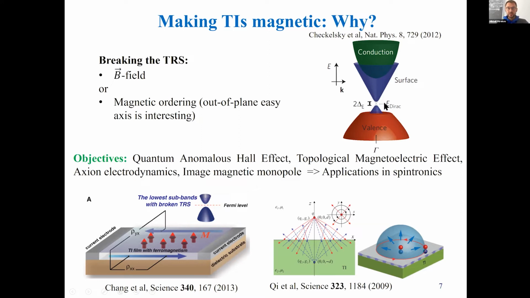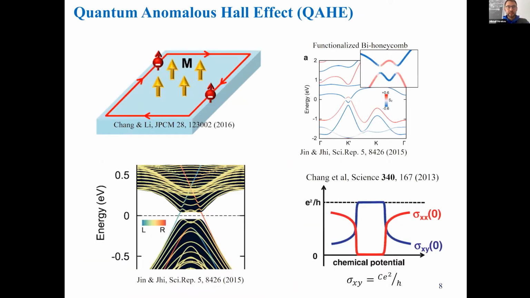And once you have achieved that, you can try to realize in experiment a number of fascinating and practically promising effects. For example, the quantum anomalous Hall effect or the topological magnetoelectric effect, etc. Let us consider the quantum anomalous Hall effect in detail.